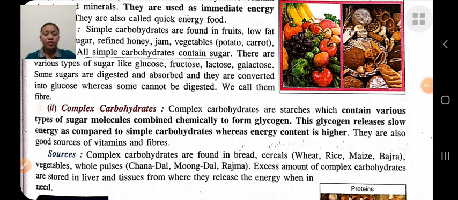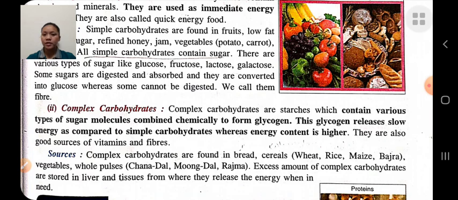Sources of complex carbohydrate are bread, cereals, wheat, rice, maize, bajra, whole pulses, chana dal, moong dal, rajma, etc. Excess complex carbohydrate is stored in the liver and tissue, from where it releases energy when needed, when there is an emergency. This is about carbohydrate. We should take more complex carbohydrate in our diet.